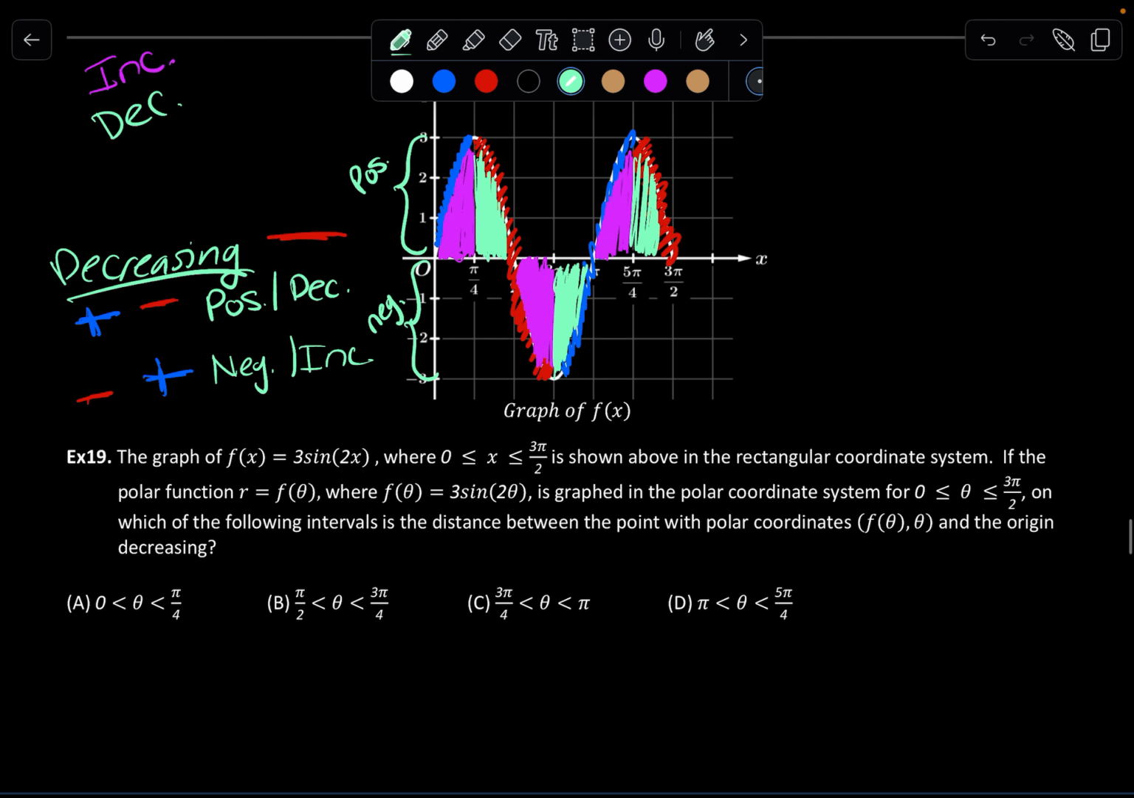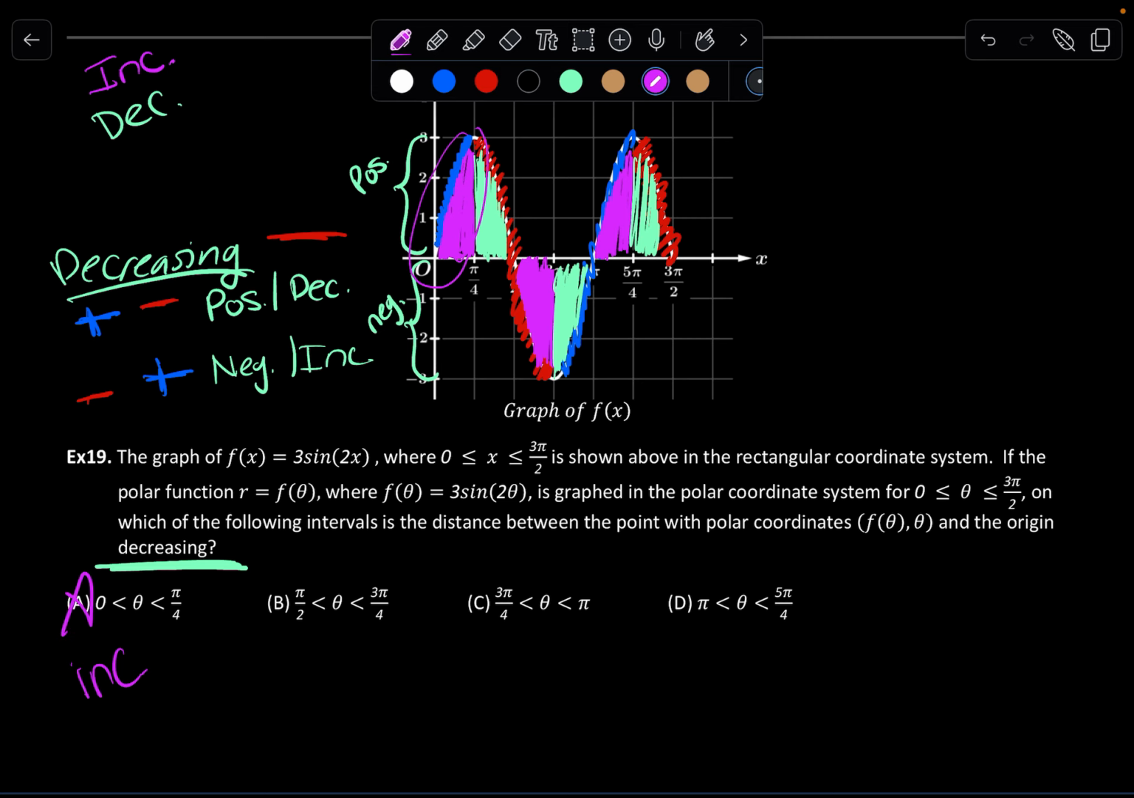All right, so part A says, which one are we looking for again? Which of the following intervals is the distance between the point and the pole decreasing? So we want the green, decreasing. A says from 0 to pi over 4. Well, from 0 to pi over 4, it's increasing. So it won't be that one.